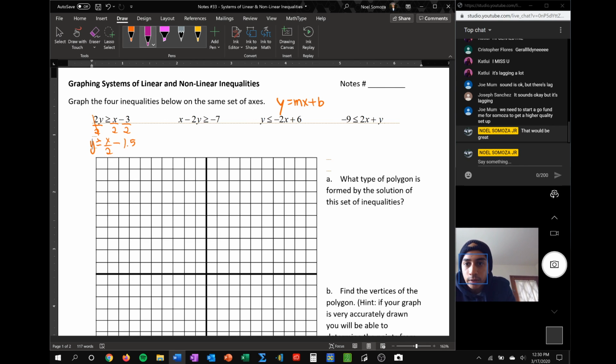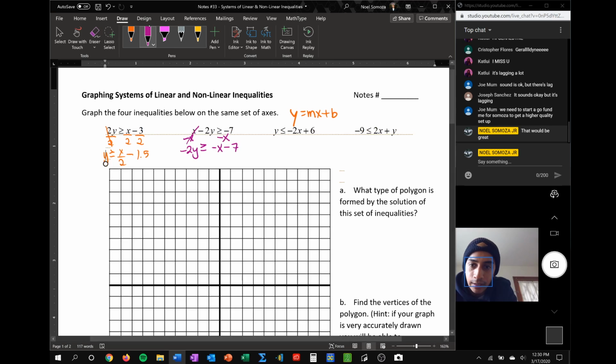Now the next one, similar idea. I want to get the y by itself. I need to move the x first, so I subtract x. So that's gone. Now you're left with negative 2y is greater than or equal to negative x minus 7. In order to get the y by itself, we divide everything by negative 2.